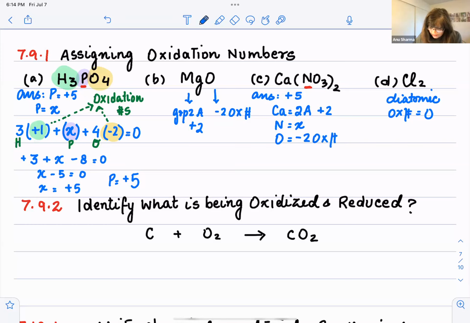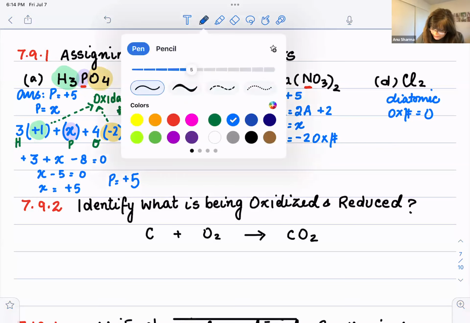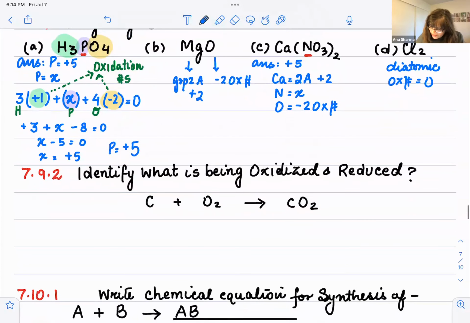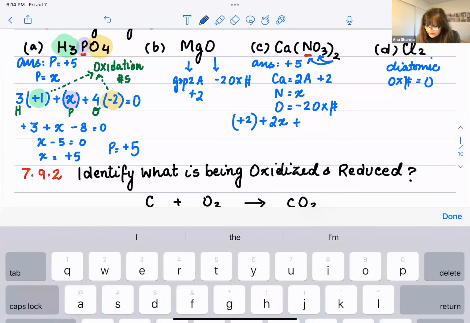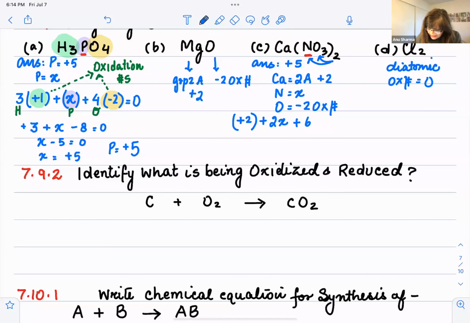Okay, so now let's set up this problem. Calcium is +2 and it's only 1, plus for nitrogen this would be 2x. This 2 applies to nitrogen and this 2 applies to oxygen. So what do we have here? +2, plus 2x for nitrogen, and then 2 3s are 6 oxygens, and the charge is -2. And this is a neutral molecule, so the sum total is 0.